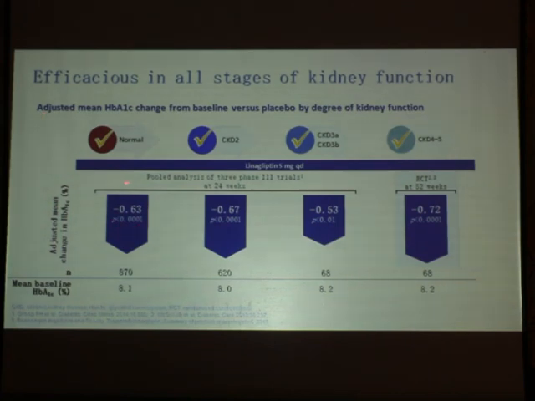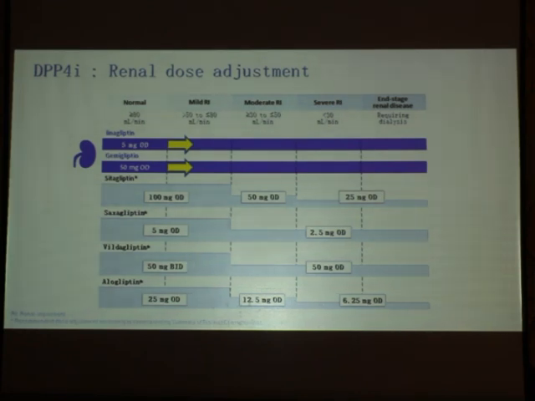So with linagliptin, whether you have normal kidney function, or you have CKD2, or you have CKD3A, 3B, or you have CKD4 and 5, across this spectrum, you have a very good HbA1c reduction. So kidney function is not having any effect on the use of linagliptin in this group of patients. Whether you have normal kidney function, mild renal impairment, moderate renal impairment, and you can see the eGFRs here, moderate, severe, and even people who are requiring dialysis, you start using 5 mg, and you continue to use 5 mg.